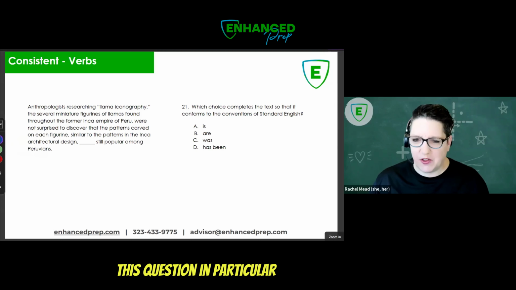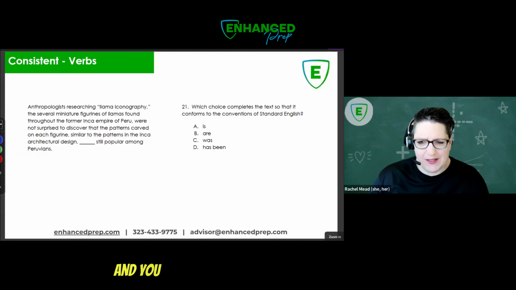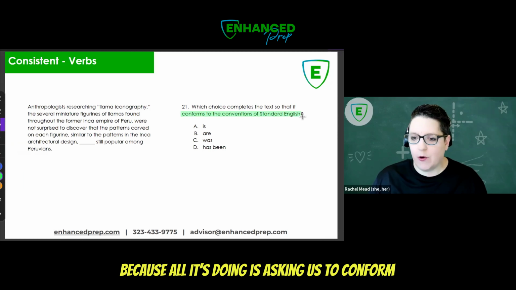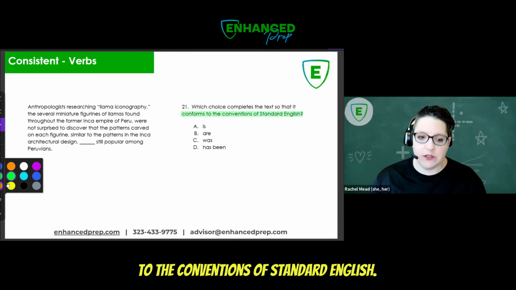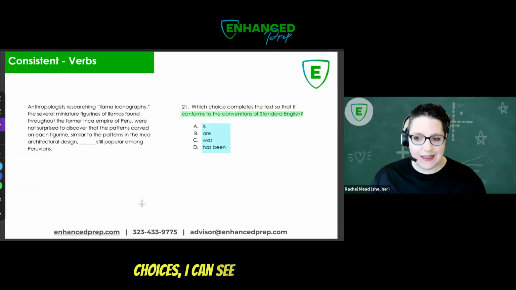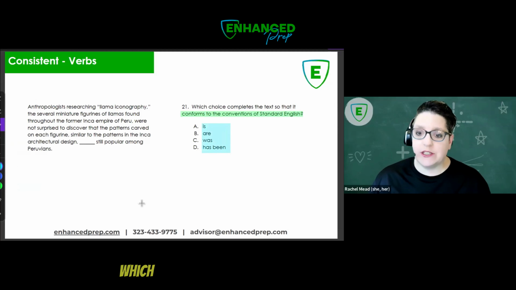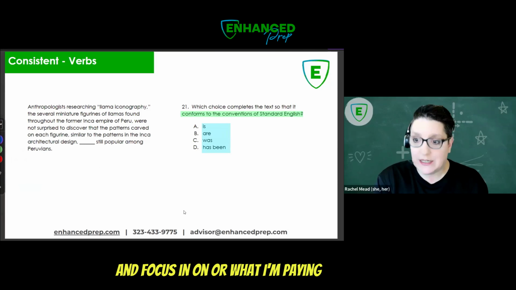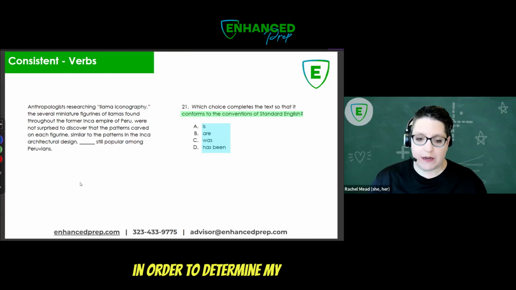This question in particular is focused on verbs. You might look at it and go, but how do you know it's focused on verbs? Because all it's doing is asking us to conform to the conventions of standard English. Well, by taking a quick look at my answer choices, I can see that these are all verbs, which tells me that's what I need to focus in on in order to determine my correct answer.